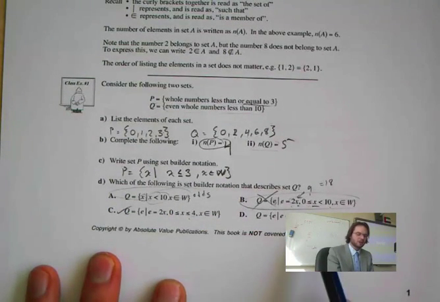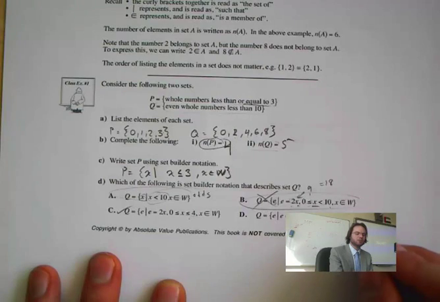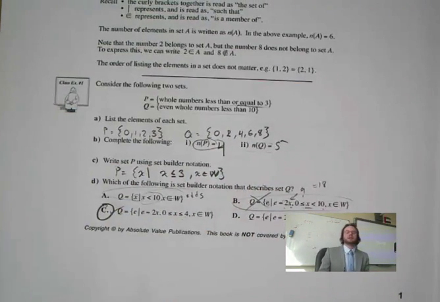Let's take a look at this next one here. We have 2x, 5. Well, that will give me 10. And 10 is too big. So that's not in there. So my only answer is C.